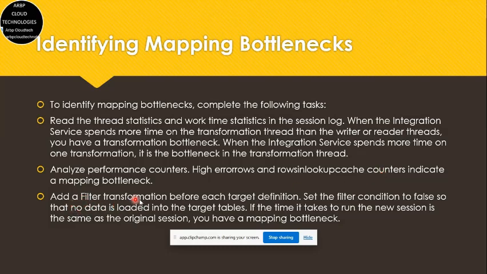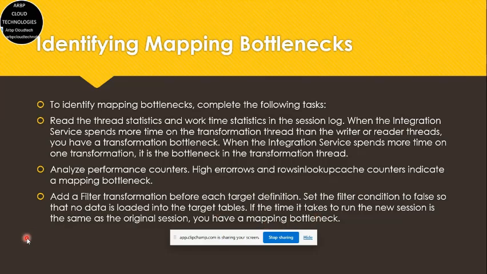Another point is to add a filter transformation. Suppose there are many unnecessary records, right? So you add a filter transformation before each target definition. Set the filter transformation condition to false so that no data is loaded into the target. Each point is one of your approaches, so that you can validate where the actual bottleneck happens. If the time it takes to run the new session is the same as the original session, like pre and post both are the same, then you have a mapping bottleneck.